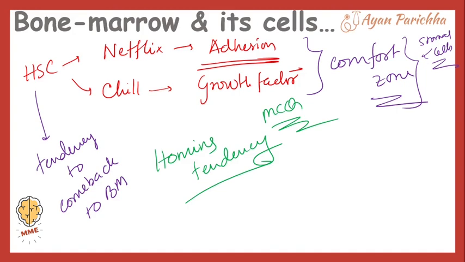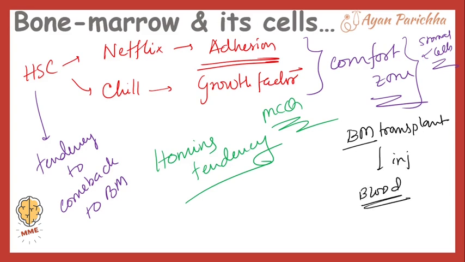Now, how do we doctors use this homing tendency? What's our use? Now, we got our theoretical aspect over here. Now, let's come to the clinical aspect. Now, there's something known as bone marrow transplantation that you will learn later on. There's a bone marrow transplant. Now, for transplantation, what we do, we inject the bone marrow into blood.